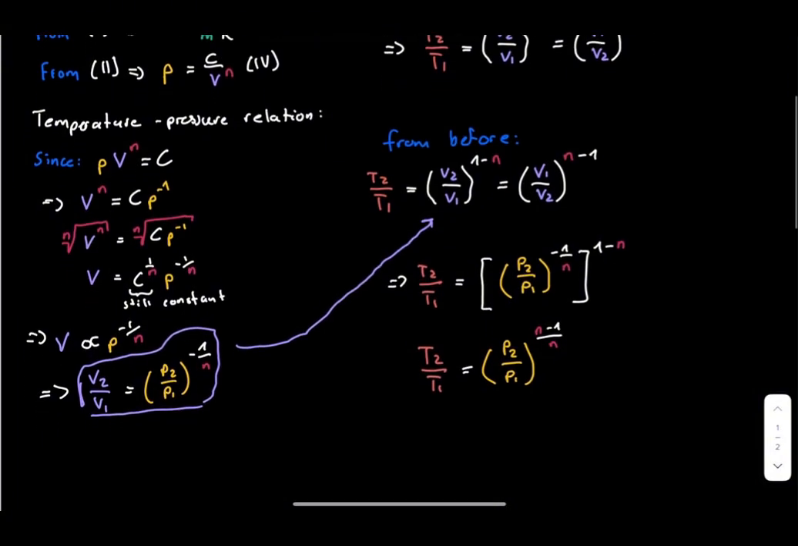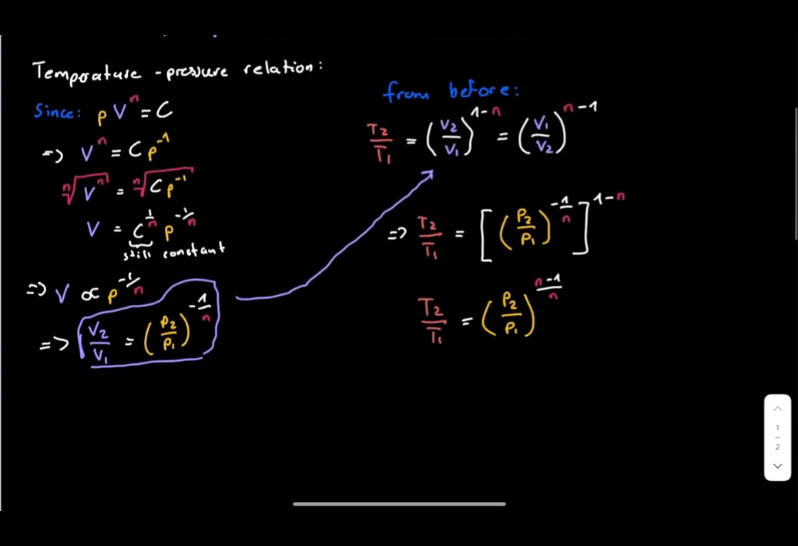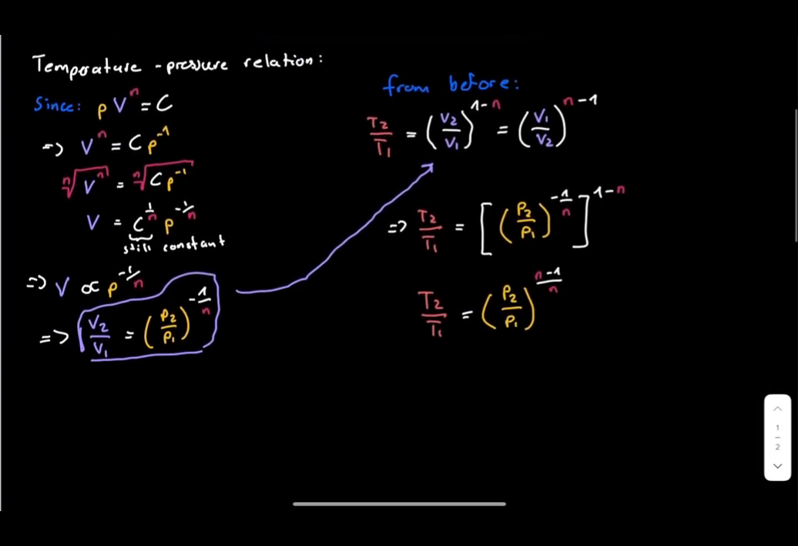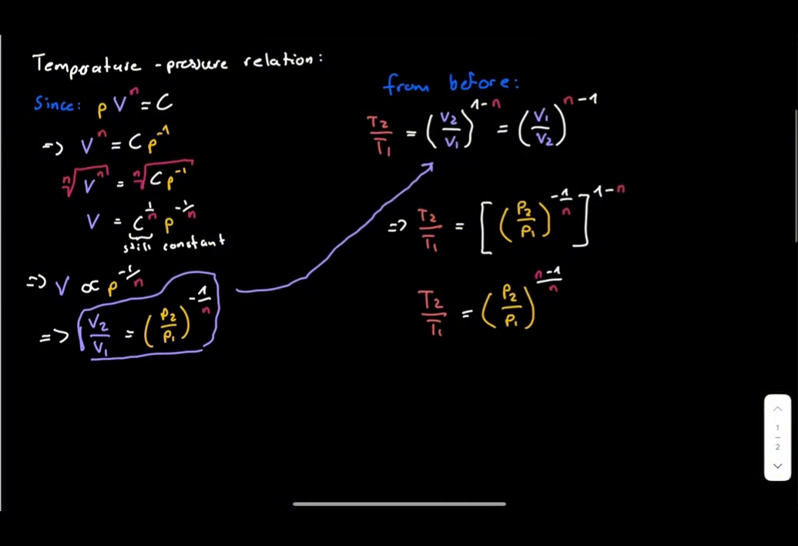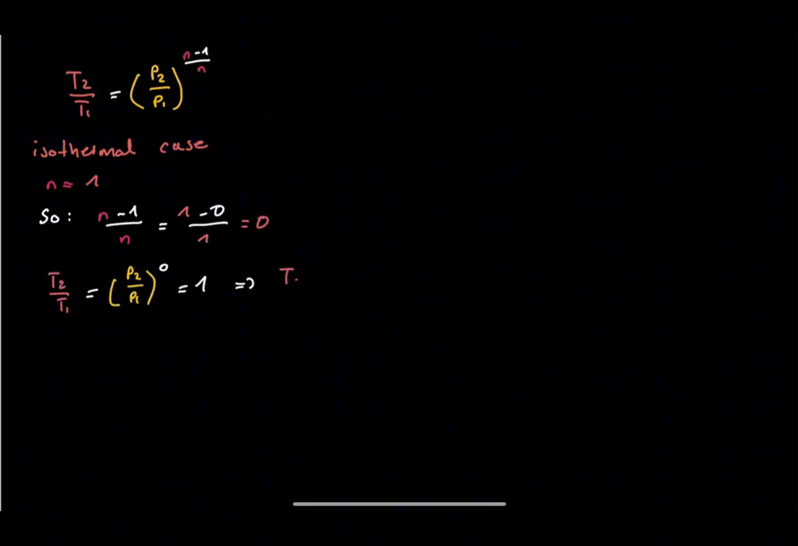Now let's interpret the exponent. If n is small, more heat leaves the system, so the temperature rise is smaller. If n is larger, less heat leaves the system, so the temperature rise is stronger. For the isothermal case, n equals 1. Then n minus 1 over n becomes 0, so T2 over T1 equals 1. That means the temperature stays constant. For the isentropic case of an ideal gas, n equals kappa. This gives the strongest temperature rise among these idealized cases.